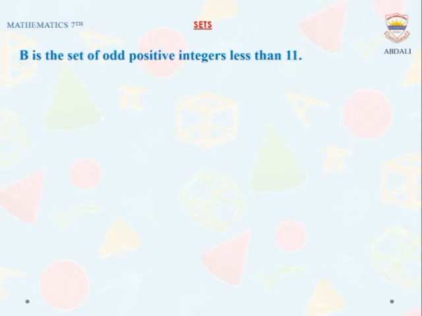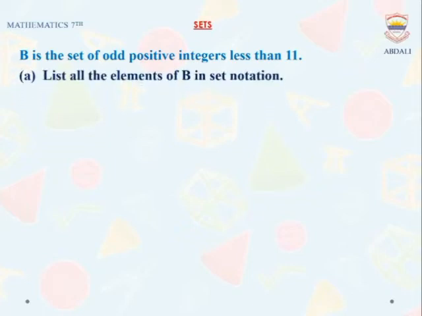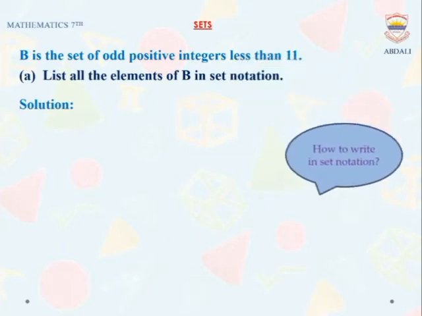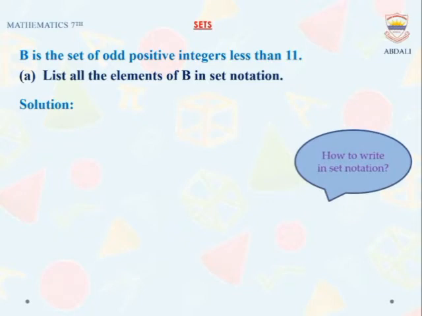The question is: B is the set of odd positive integers less than 11. B is a set that contains odd, positive numbers which are less than 11. So, list all the elements of B in set notation. Okay, so let's start its solution. Class, a question will arise in your mind: how to write in set notation?